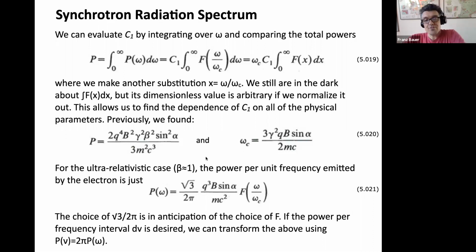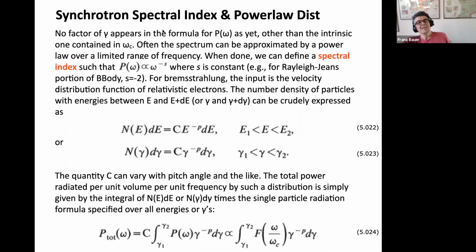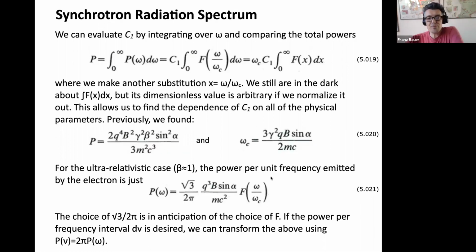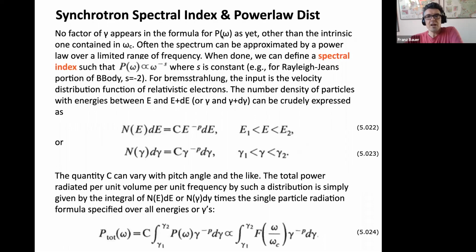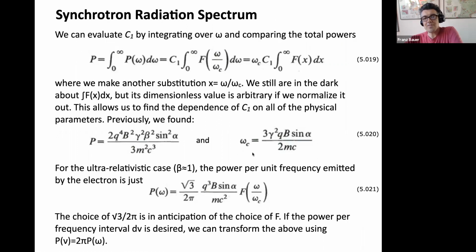Okay, so you're still very lost here because what the hell is this thing? We're not going to get there yet, but we want to think about how in this functional form, what is kind of interesting is that there's no gamma factor in here at all yet. It's all sort of hidden in this functional form, but the normalization doesn't have anything there. Other than the fact that there's an intrinsic gamma squared factor in here, but that's again hidden in here.